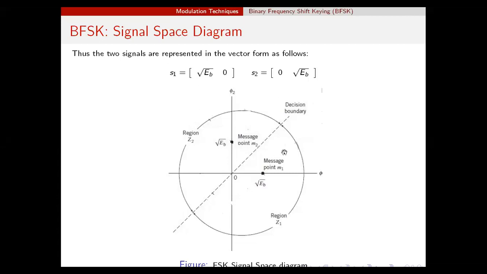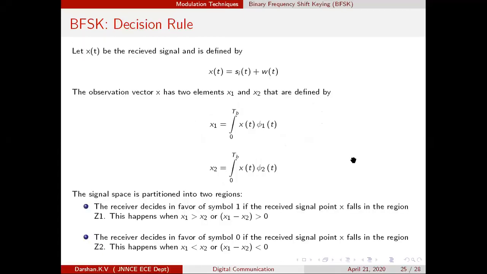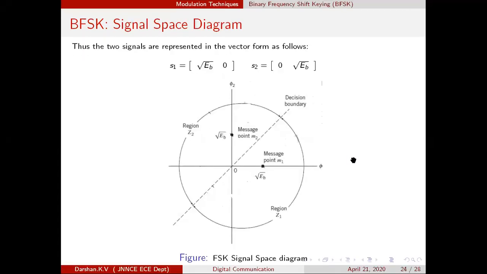Till now we have studied the signal space diagram of the BPSK, signal space diagram of the BFSK, binary frequency shift keying. So with this particular thing in hand, let us analyze the probability of error. So how to analyze the probability of error is the question. So the answer is as follows.